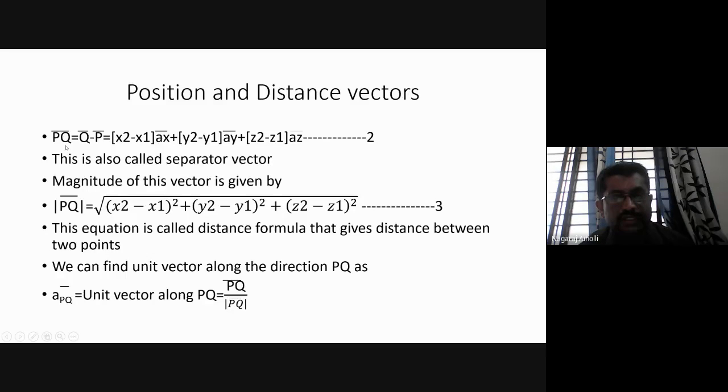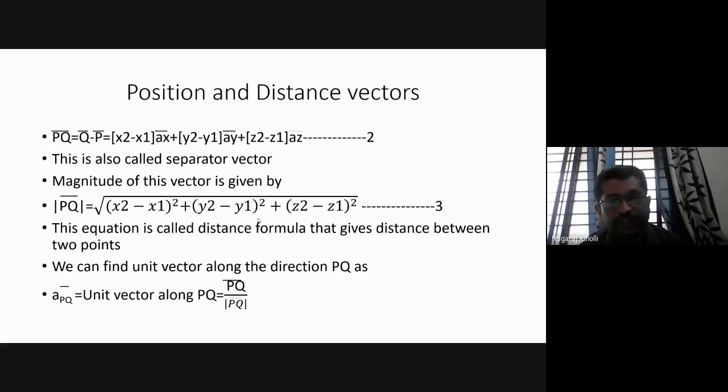Now how will you find the magnitude of this? We got the vector. Once we get the vector, it is very simple to find the magnitude, correct? So how to find the magnitude of this vector? It is the absolute value of PQ bar, equal to square root of x2 minus x1 the whole square plus y2 minus y1 the whole square plus z2 minus z1 the whole square. This equation is called the distance formula, which gives the distance between 2 points. So this formula is for the calculation of the distance between the 2 points. Now we have found out the distance.